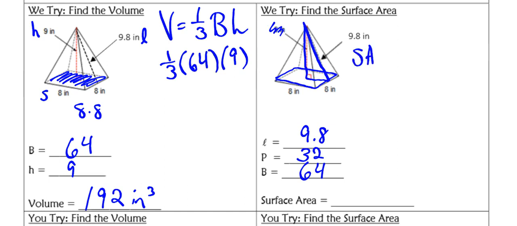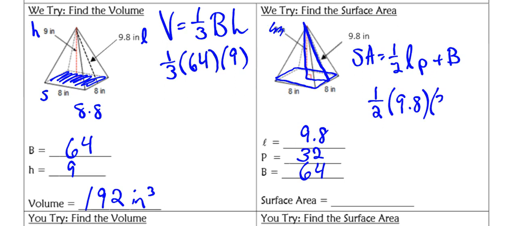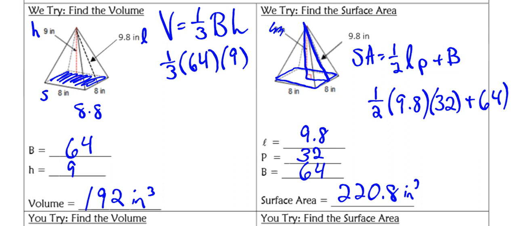We're going to find the surface area using 1/2 LP plus B, or 1/2 times 9.8 times 32 plus 64, and find out that that is about 220.8 inches squared.